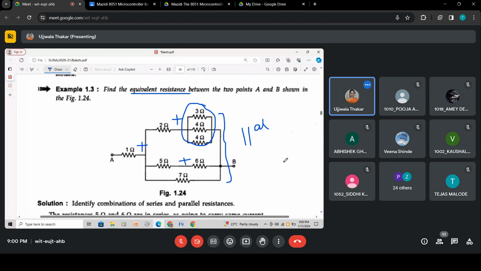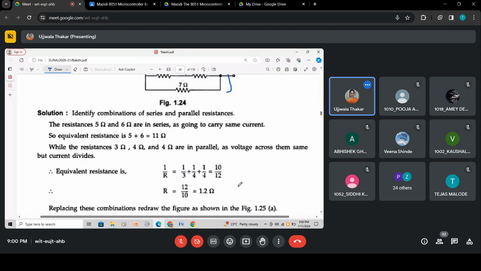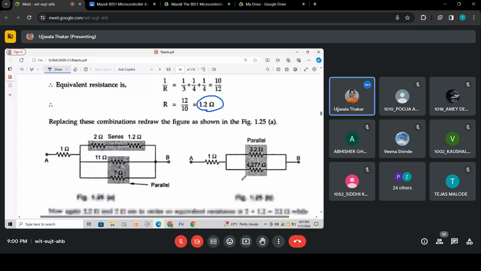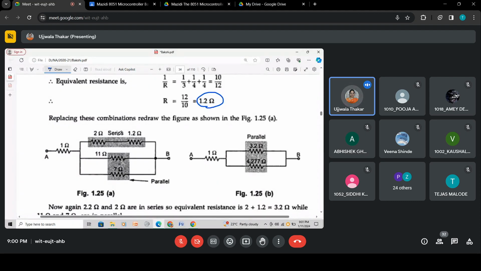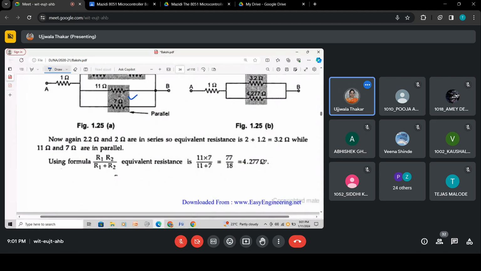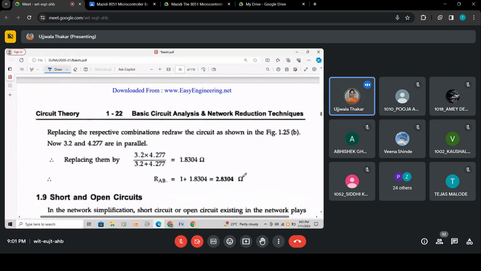So 3 and 4, they are in parallel. So this is 1.2. 3 and 4, they are in parallel. Okay. Then that will go in series. So this is 3.2. This is 11 and 7. They have done in parallel. And the total resistance is this. So if you were calculating, it was 3.04.